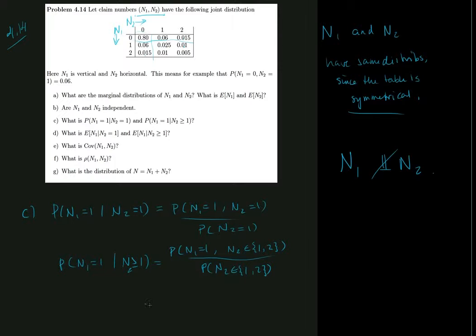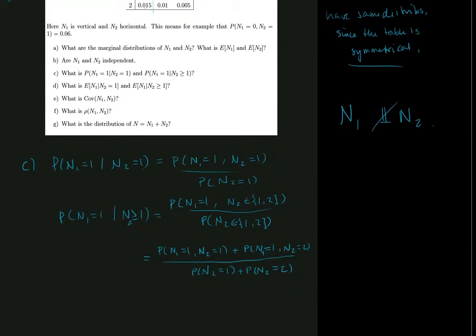And I can split this up into the probability that N1 is equal to 1 and N2 is equal to 1, plus the probability that N1 is equal to 1 and N2 is equal to 2, divided by the probability that N2 is equal to 1 plus the probability that N2 is equal to 2, because I just split up into disjoint cases. So this is the answer for C. And we can calculate that pretty easily.